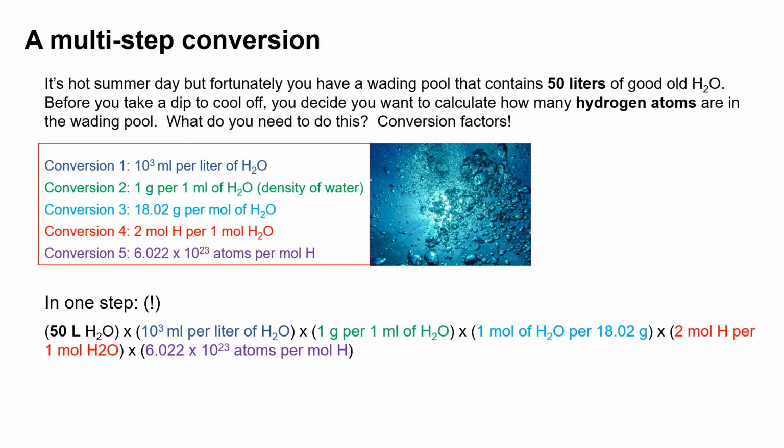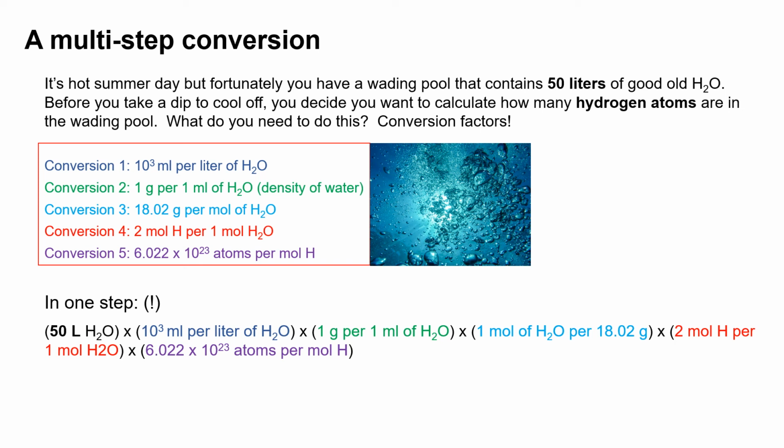So if we take our 50 liters and we multiply 50 liters by mL over liter, and then multiply that by gram over milliliter, our units will cancel appropriately and we'll get how many grams of water we have in 50 liters of water. Then it's a fairly straightforward next step to convert those grams of water to moles of water using the molar mass of water.